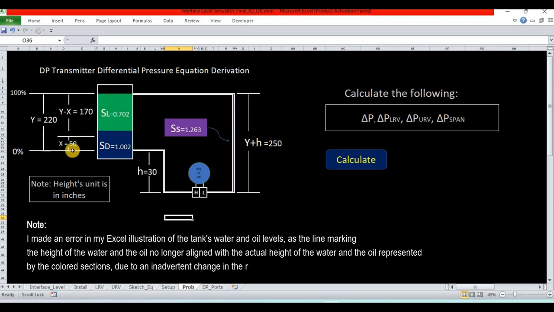Okay, in this setup, the combined level of the water and the oil from the 0% to the 100% level is 220 inches, which is represented by this variable y. Let's say the water level is 50 inches. It means that the oil level is 170 inches because 220 minus 50 is 170. The transmitter is located 30 inches below the high pressure tapping point, which is also 250 inches below the low pressure tapping point on the tank. This is 250 inches because this is Y plus H. So our Y is 220 and H is 30.